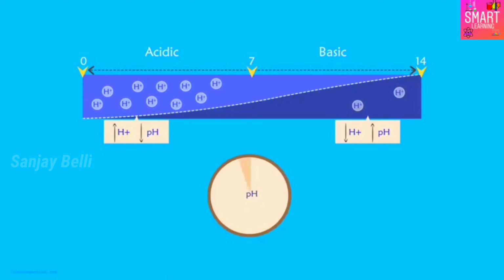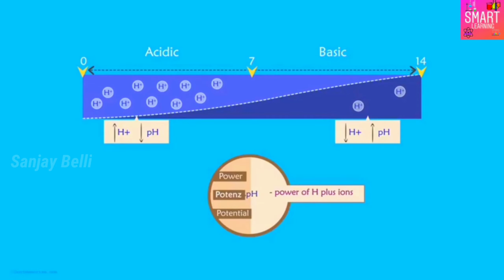The P in pH stands for potens, which means power or potential in German. We can understand the power of H plus ions. The more H plus ions, the more acidic it will be. Usually this paper is called universal indicator. It is used to measure pH.